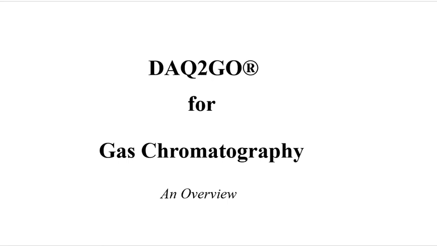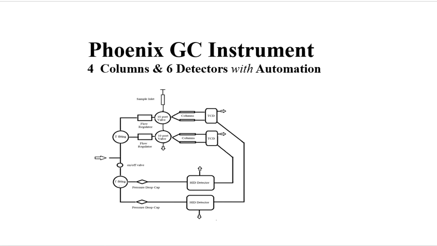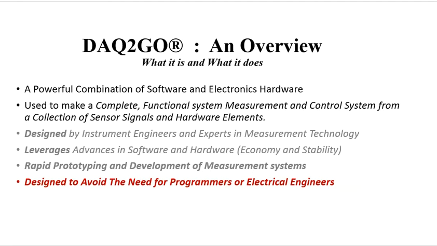This video is a description of our application of DAQ2GO to a gas chromatography application. We built a gas chromatograph having 4 columns and 6 detectors that required automation and remote control. And we needed a complete data system to control the device and take the data. We chose to use DAQ2GO to do this job.